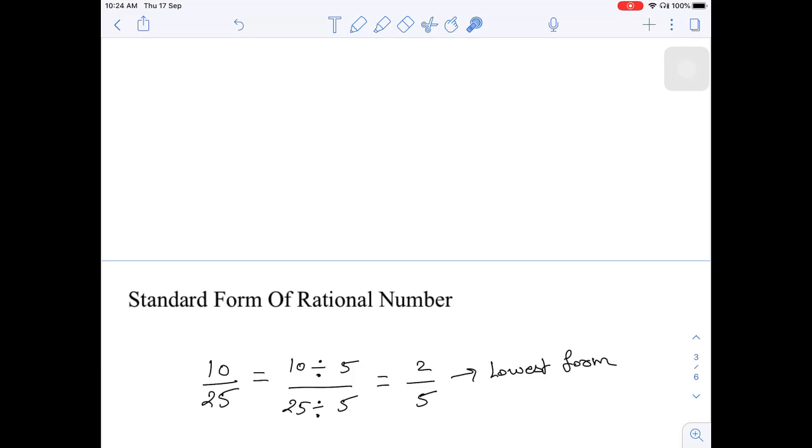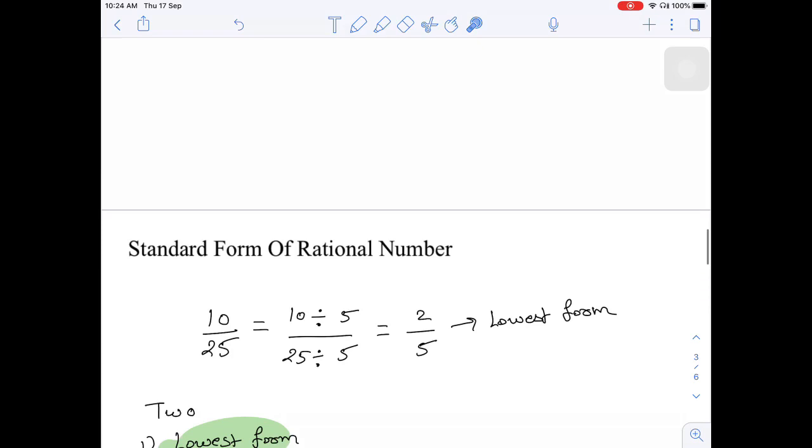Now let us move towards the next topic, that is standard form of a rational number. What is the standard form of a rational number? Let us consider a rational number, that is 10 upon 25. Now check, in this numerator and denominator, can we write this number in lowest form or not? Yes, we can write it in lowest form.